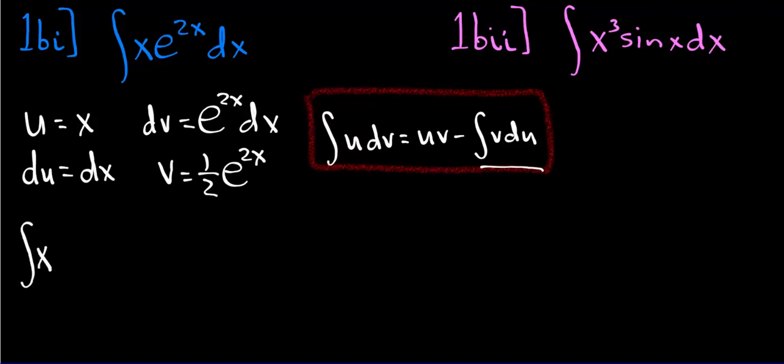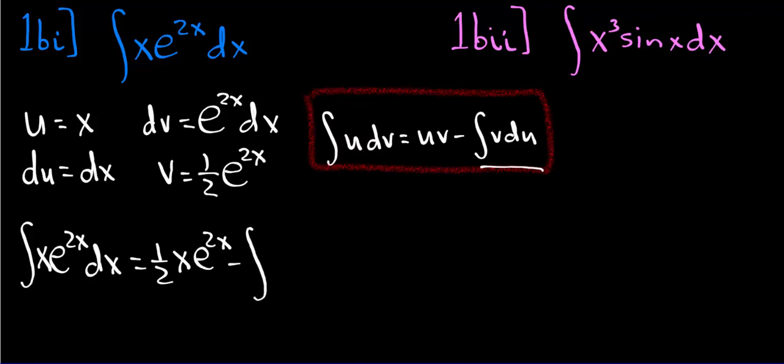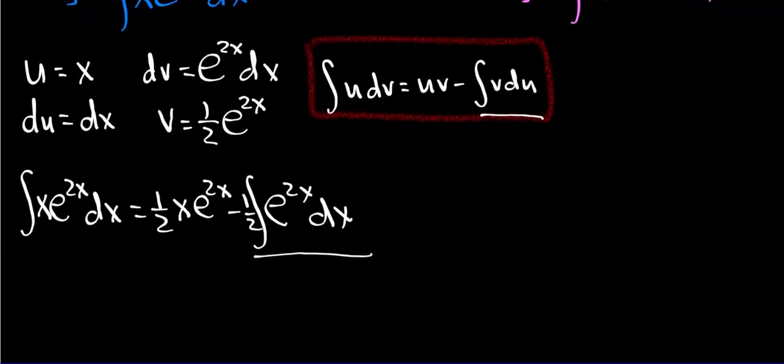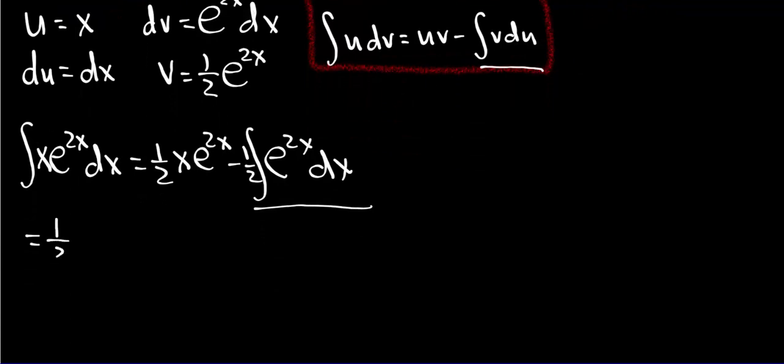So we've got x e to the 2x is equal to uv minus v du. Look at that. It's nice. This is what we wanted. We wanted something that didn't have that x. So now let's see what our antiderivative looks like. It's 1/2 x e to the 2x minus 1/4 e to the 2x plus c.